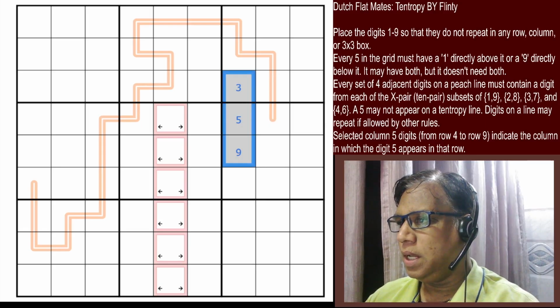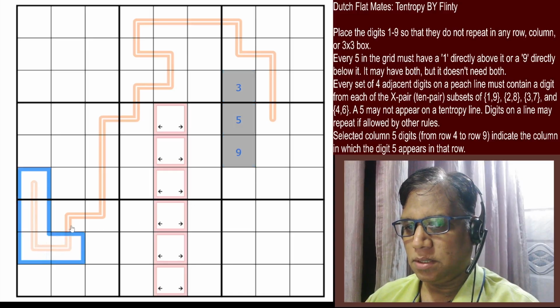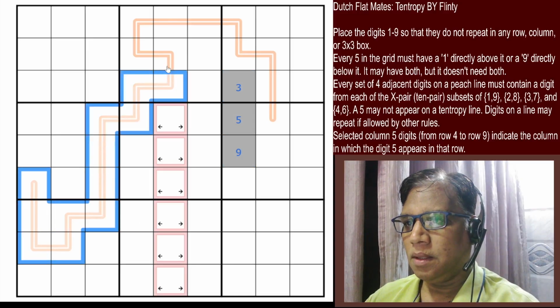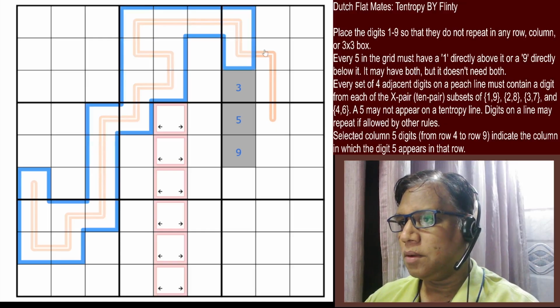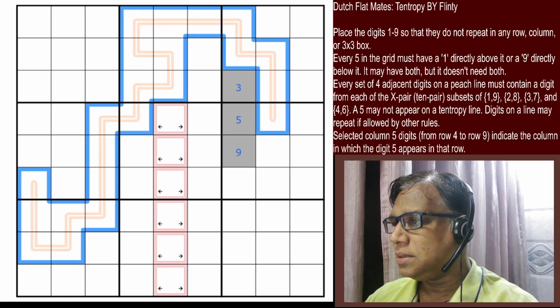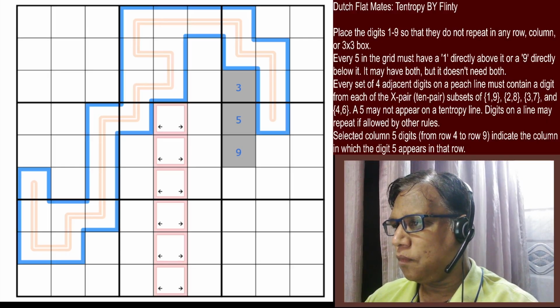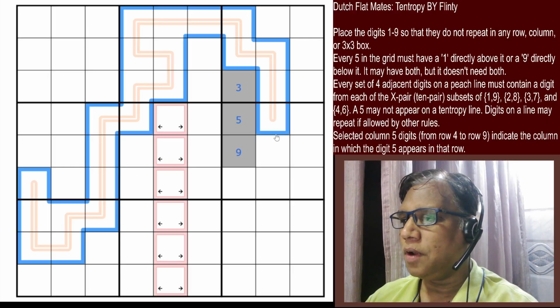Tentropy lines: every set of 4 adjacent digits on a Tentropy line. So there is this one line, a very big line. This is the Tentropy line. And what does it have? Every set of 4 adjacent digits on the line must contain a digit from each of the ten-pair subsets: 1, 9; 2, 8; 3, 7; and 4, 6. A 5 may not appear on a Tentropy line. Digits on a line may repeat if allowed by other rules.